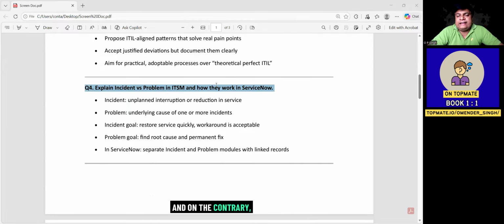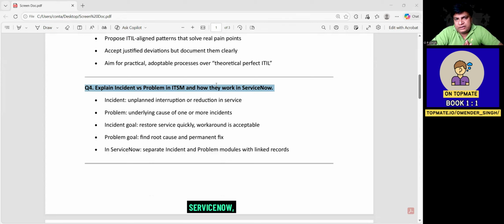And on the contrary, you treat a problem as a deeper root cause behind one or more incidents. So for incidents, your goal is to restore the services as soon as possible. Even with a temporary workaround, it is fine. But for problems, your goal must be to find the real root cause and fix it permanently. So this is the core difference between these two things.